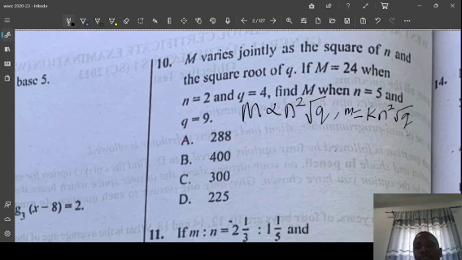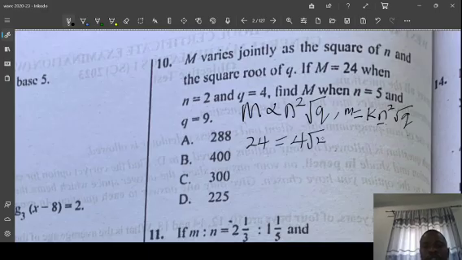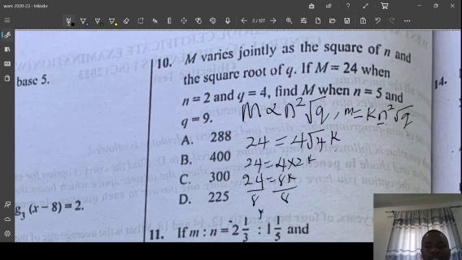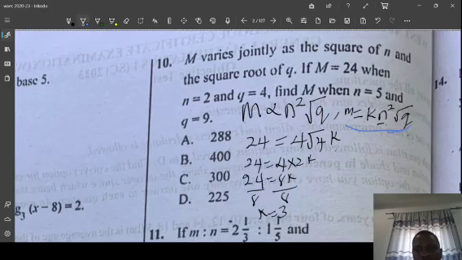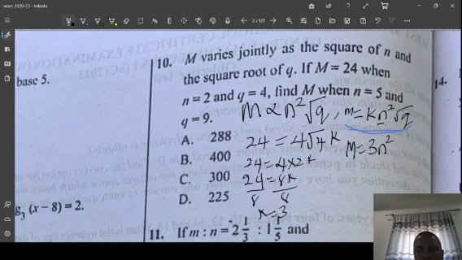Now, I'm going to put m as 24 when n is 2 and q is 4. So if n is 2, that means 2 squared will be 4, and root q, that is root 4, and then I put my k. So 24 is equal to, square root of 4 is 2, so this is 4 times 2k, which is 8k. So 24 is equal to 8k. If I divide both sides by 8, I have that k is equal to 3. So now that I have k as 3, I'm going to put it here. The general equation becomes m is equal to 3n squared root q.